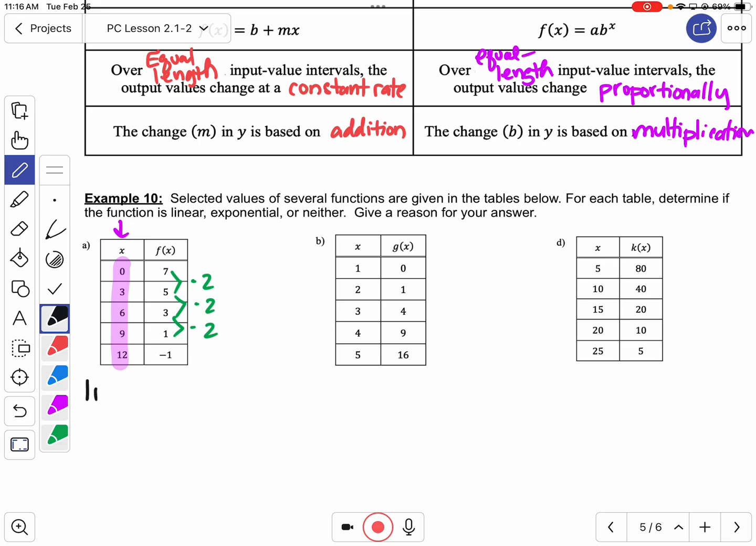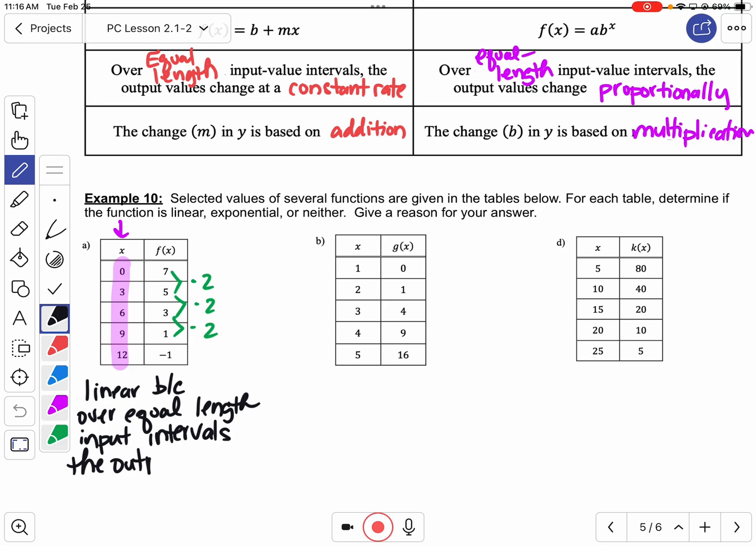We would say this is linear because over equal length input intervals, the outputs change at a constant rate.